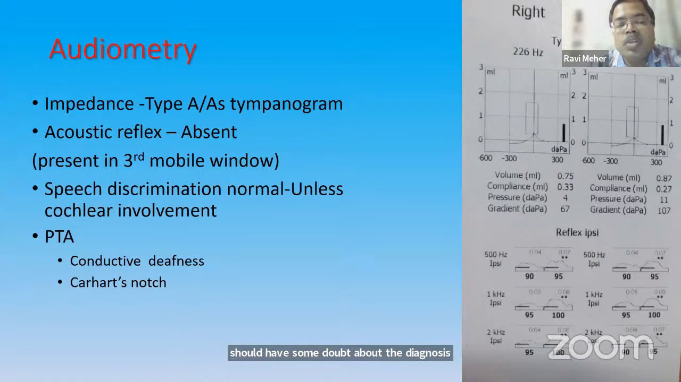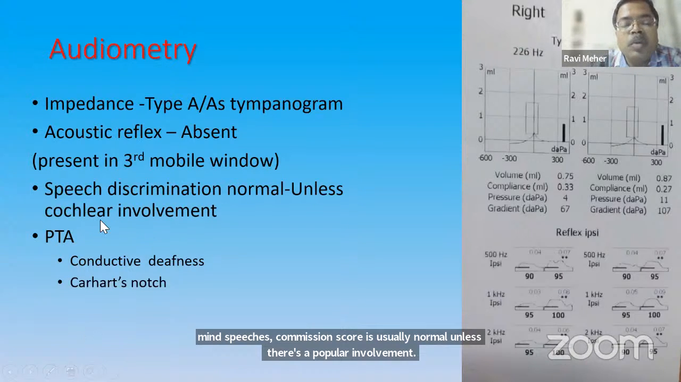Normally, in patients with otosclerosis, you should have a type A or As type of curve on impedance, plus the acoustic reflex should be absent. If it is present, then there is a chance of third mobile window, or superior semicircular canal dehiscence syndrome. So that one should keep in mind. Speech discrimination score is usually normal unless there is a cochlear involvement. So this is about the impedance.